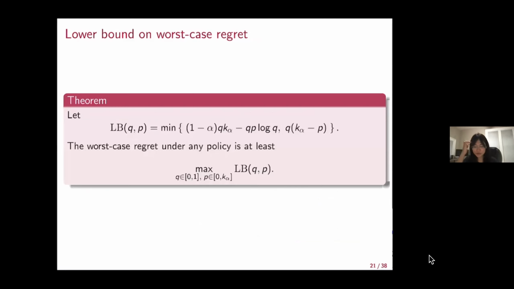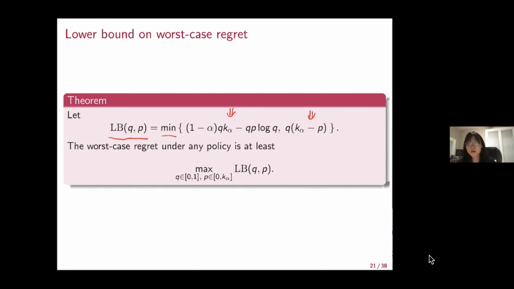Okay, so this is actually a tight lower bound. And let's forget about the algebra on this slide. The main idea is that for any Q and P, we can define a lower bound function. And this lower bound function is the minimum of two terms. The first term is the regret from underproduction. The second term is the regret from overproduction. So no matter how you design your policy, you either suffer from the first term or you suffer from the second term. So that means your regret is at least the minimum of these two terms.